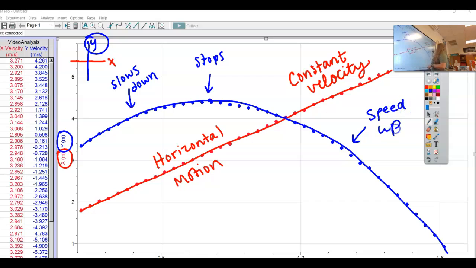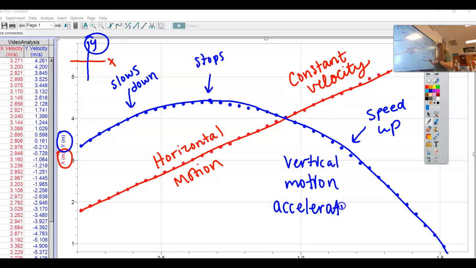So here it's speeding up again. So it slows down, comes to a stop, and then starts to speed up. And that we see our vertical motion changes. Or our vertical motion acts like an object in free fall. So it slows down, stops, and then speeds up. So its motion is accelerating. Okay, we see some acceleration there.